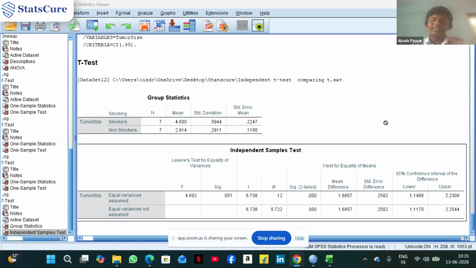So p less than 0.05 always leads to positiveness of our H1. Like H1 is true, we can say. And H1 is what? We always want to prove that there is a difference, there is an increase, there is a decrease. So here we may not say that it is similar, we will say that it is different, and that in smokers it is significantly higher.